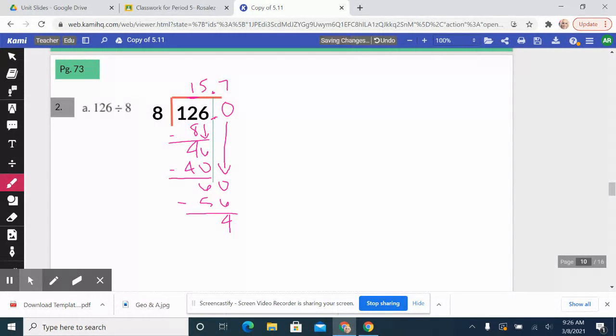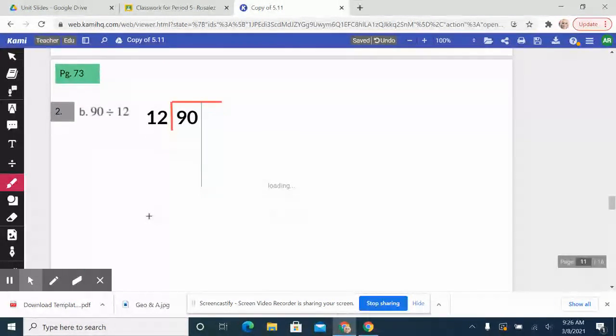Well, 8 doesn't go into 4, so I add a 0 and I bring it down. And I have a 40. Well, it evenly goes in. 8 goes into 40 5 times. 5 times 8 is 40. I subtract and I get 0. So your answer is 15.75. Please make sure that you're writing these down. Please make sure that you are working them out for your notes, for points, okay?